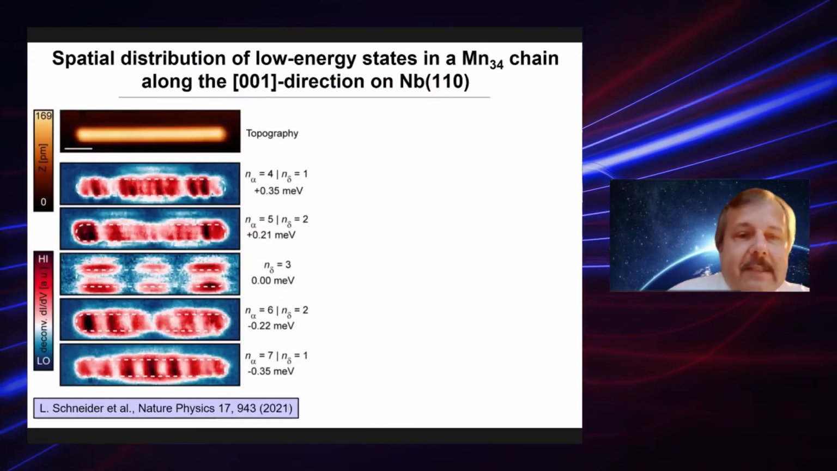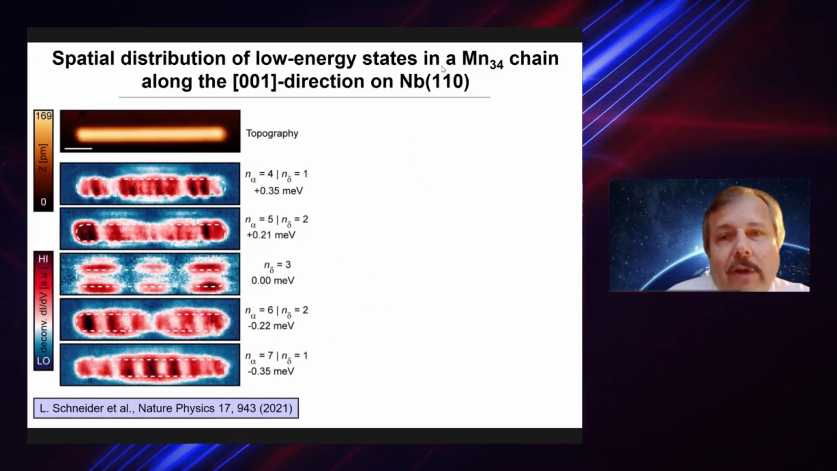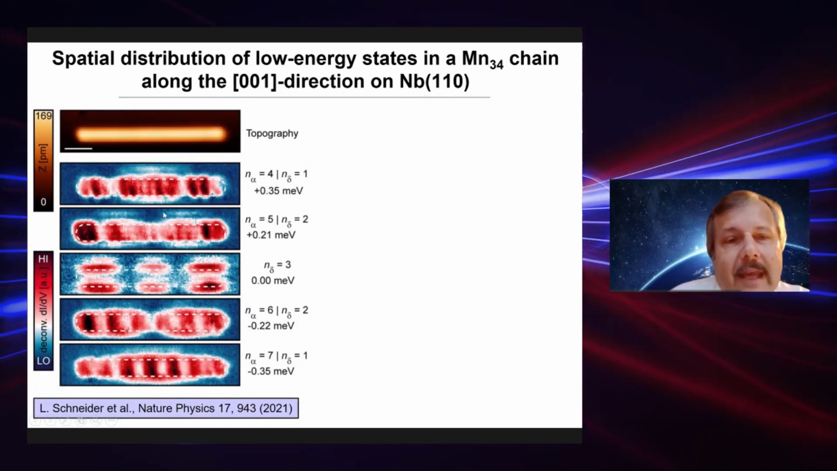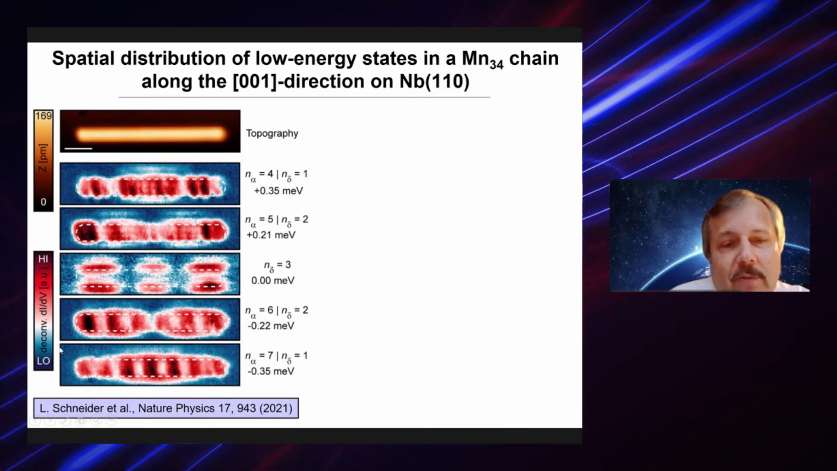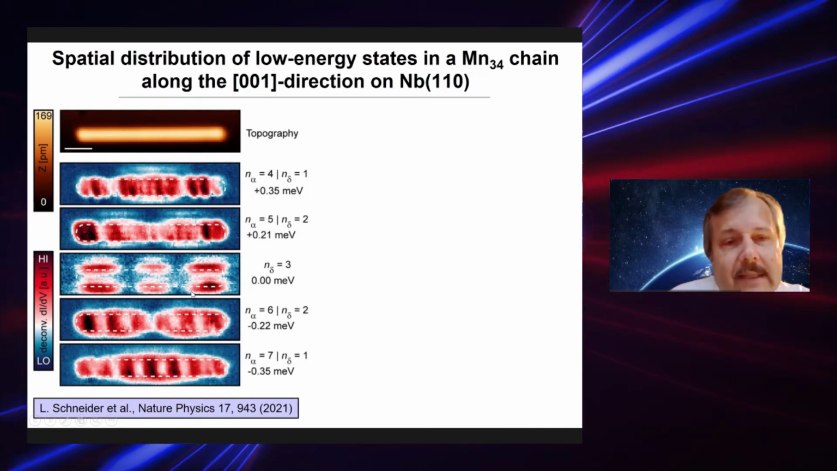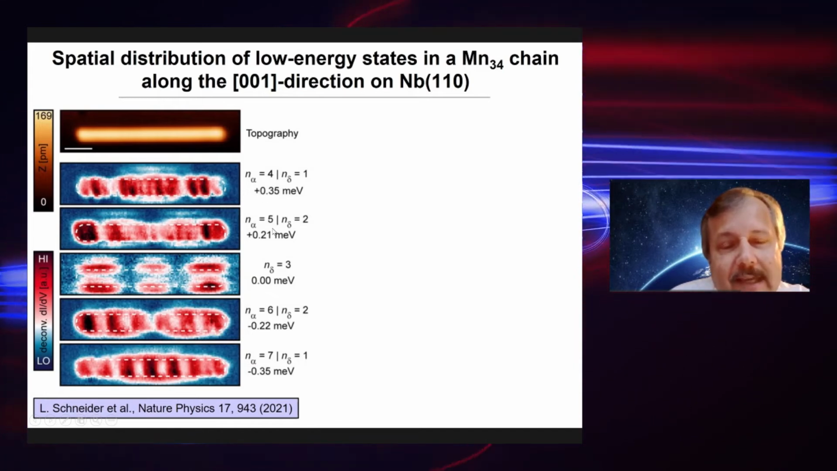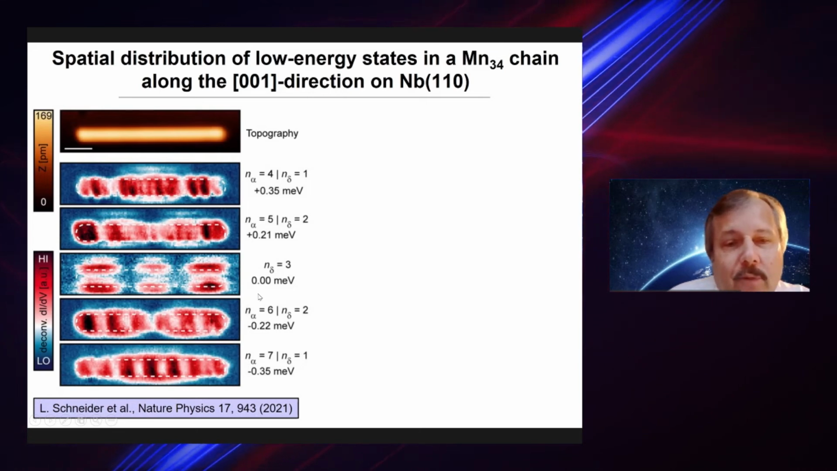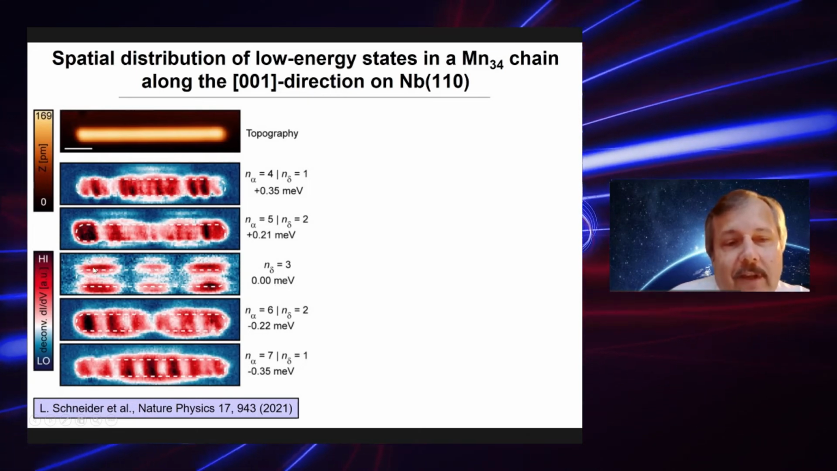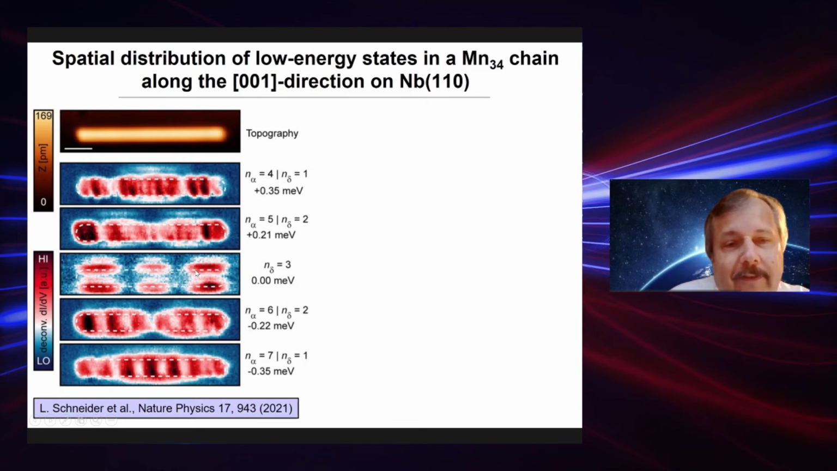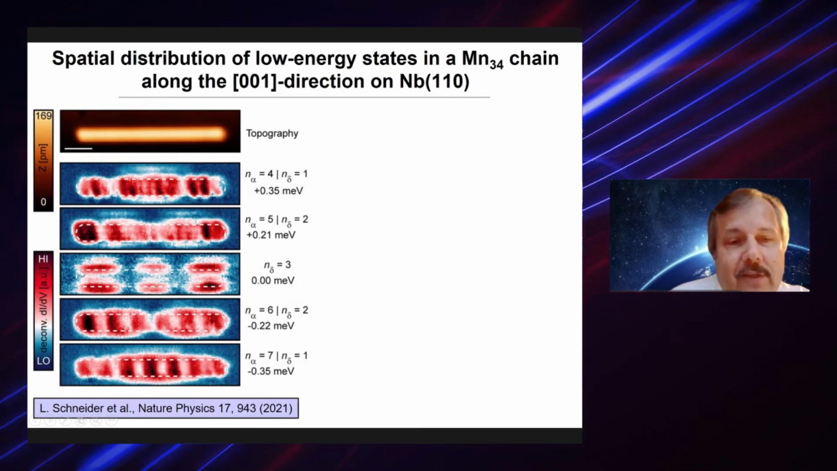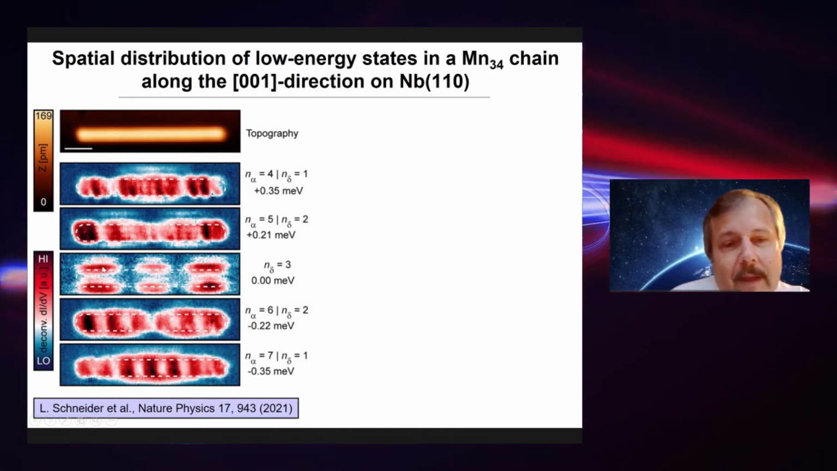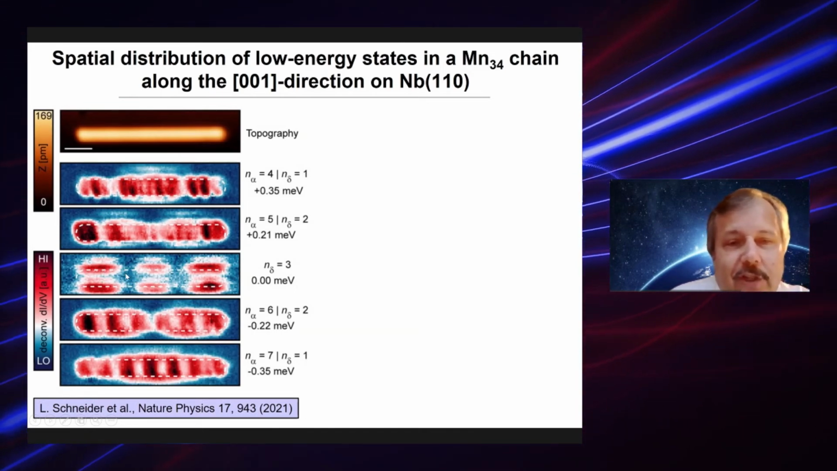Now, in the end, and this is the last data set I show you, we go for manganese chains built in the 001 direction on niobium 110. And here you see, besides the topography, the spatially resolved maps of the tunneling conductance. You see again at finite energies the signatures of the Shiba bands inside the chain. But right at zero energy, you see something completely new and different. There are side features showing up with a certain periodicity. They have spectral weight basically outside of the chain. And this is, of course, a very, very strange observation.